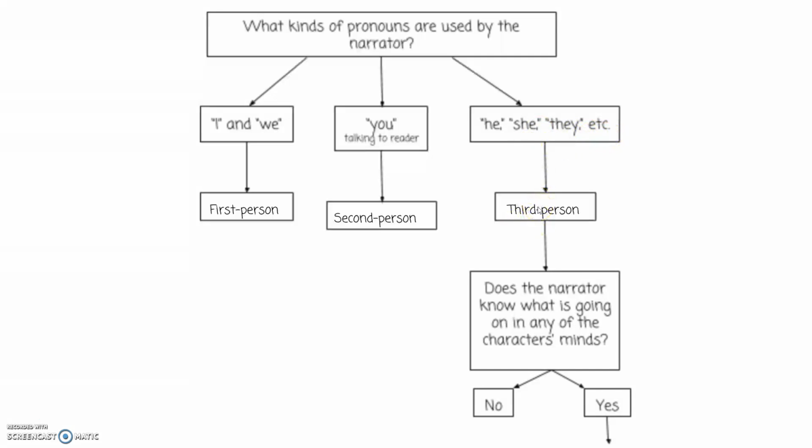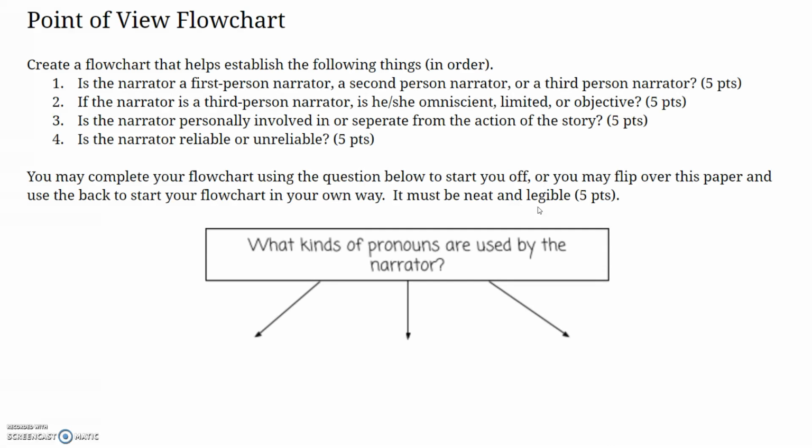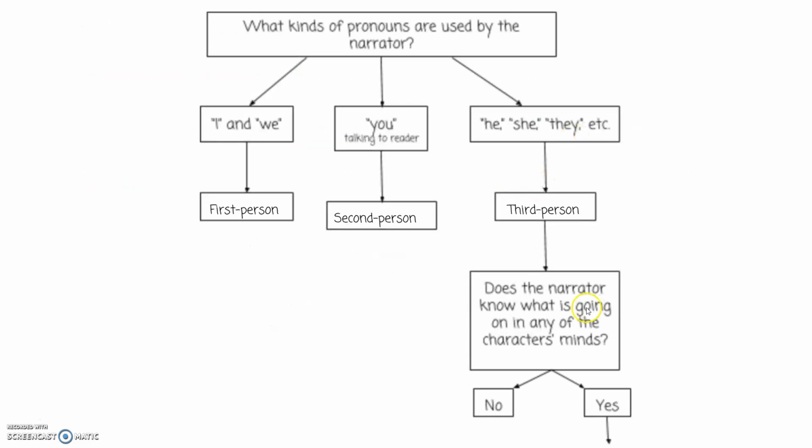And then once I've answered that, we move on to finding out if the third-person narrator is omniscient, limited, or objective. So then the next question is, does the narrator know what's going on in any of the characters' minds? No. If you answer yes, it takes you on. So this flowchart helps you answer all of these questions for each type of narrator. By the time you finish, you'll have many, many lines coming down from third person, and second person and first person will extend below as well.